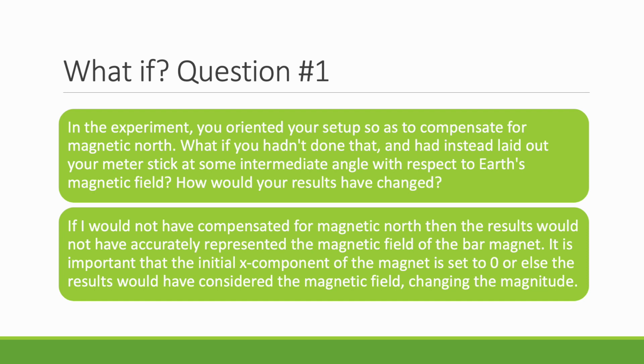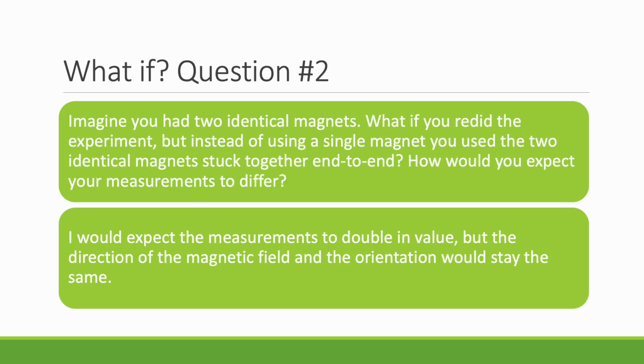If I would not have compensated for magnetic north, then the results would not have accurately represented the magnetic field of the bar magnet. It is important that the initial x component of the magnetic field is set to 0, or else the results would have considered the magnetic field changing the resulting magnitude. And for the second what if question, I would expect the measurements to double in value, but the direction of the magnitude and the orientation would remain the same.